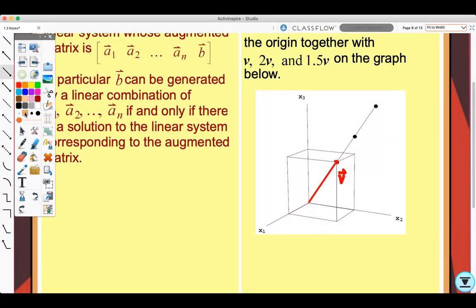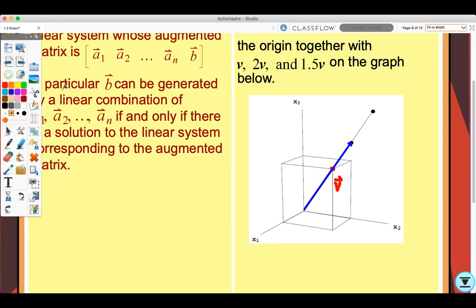And then 2V and 1.5V. So we'll do 1.5V first. And I'm pretty sure you already know where it is. 1.5V is here. And then 2V.